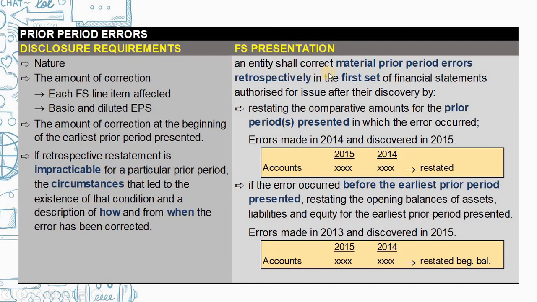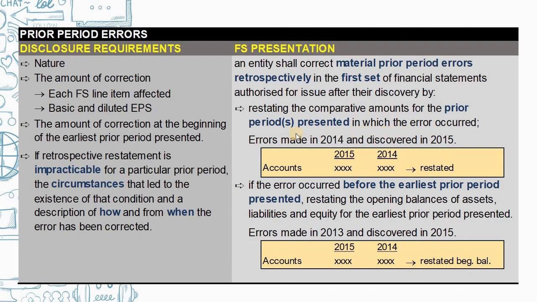So an entity shall correct material prior period errors retrospectively in the first set of financial statements authorized for issue after their discovery. So the standard states that the retrospective correction of prior period errors must be related to a material prior period error. So first is the restatement of comparative amounts for the prior periods presented in which the error occurred.